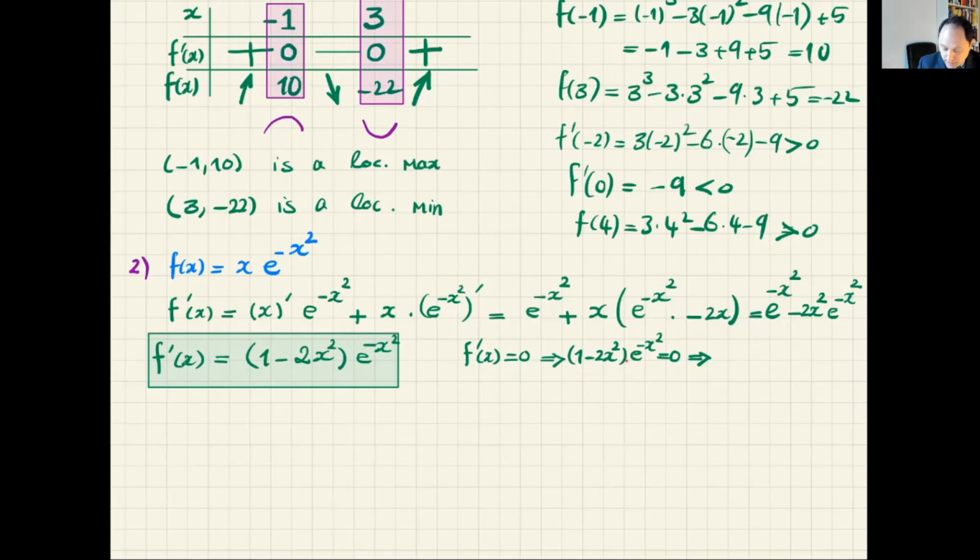But now tell me, can the second one be equal to 0? E is a number, approximately 2.7. Is it possible to raise e to some power so that it becomes 0? No. So this means that this is automatically not 0.